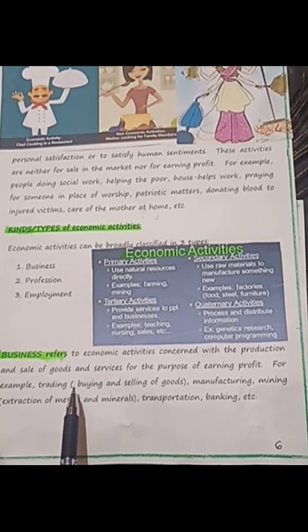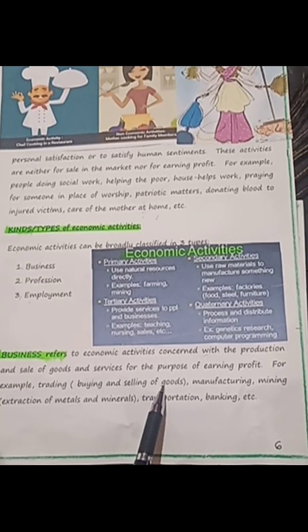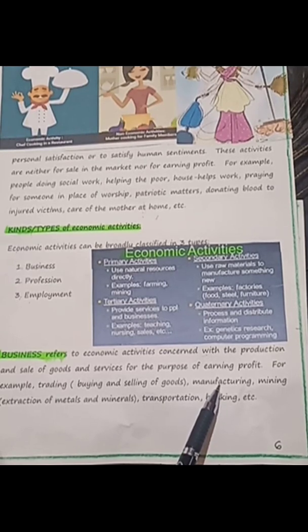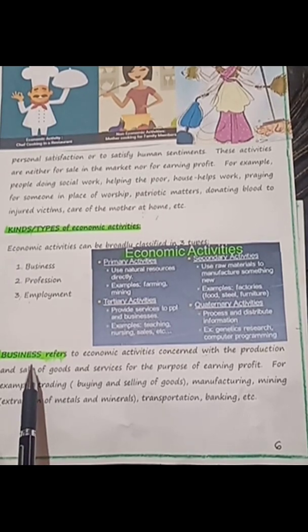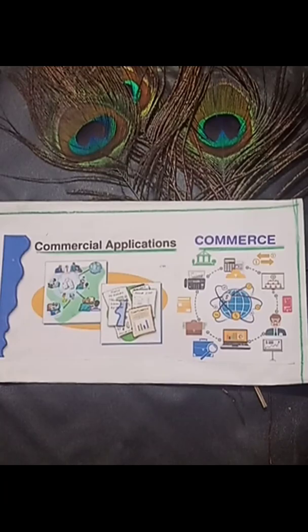In a business, people work to make or sell products or services. For example, trading. Trading is nothing but buying and selling of goods. Manufacturing, in other words producing. Mining. Mining is nothing but extraction of metals and minerals from earth. Transportation, banking, etc. So the first kind of economic activity is business. It is an organized economic activity concerned with the production and sale of goods and services for the purpose of earning profit.